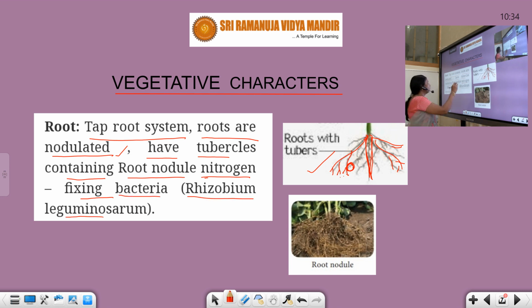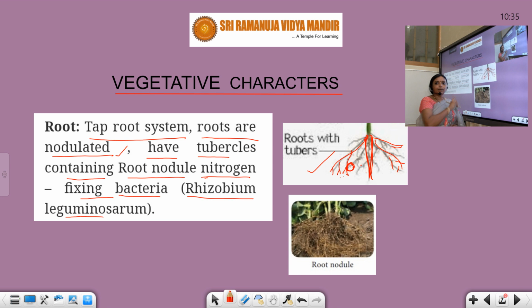Now I think you understood what a root is. When you have to describe the root, see whether it is directly growing from the radicle or not. If the radicle directly grows into the primary root, and then secondary and tertiary roots are formed, that type of root is called taproot. So taproot is present in this family.